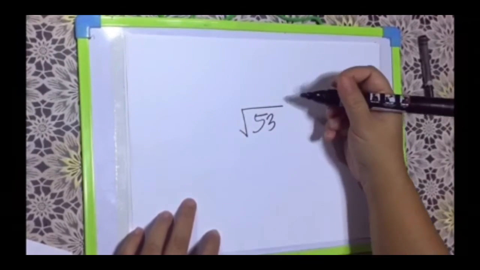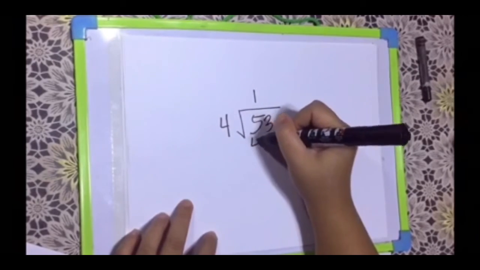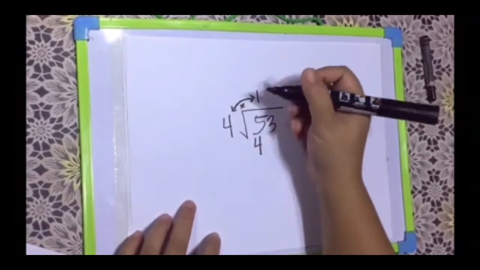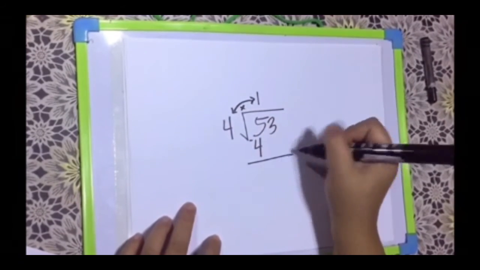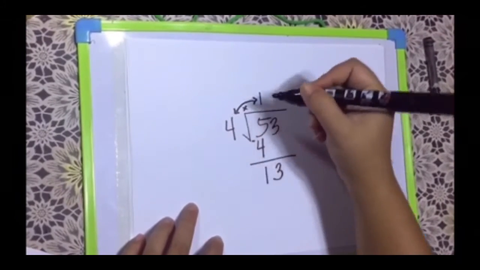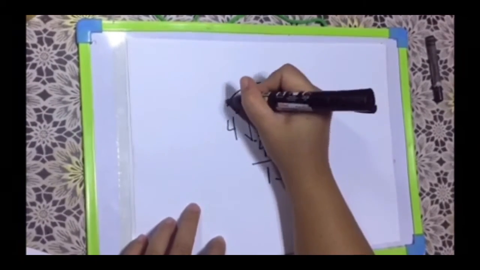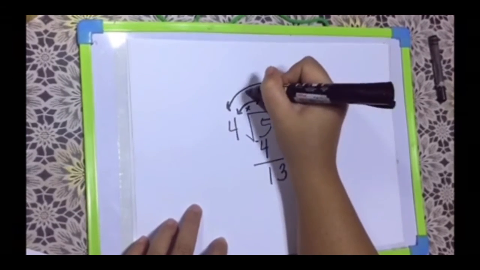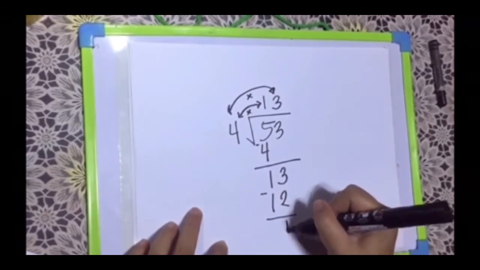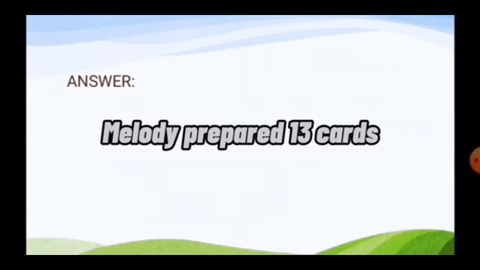5 divided by 4 is 1. 1 times 4 is 4. Minus 5 is 1. Bring down 3. 13 divided by 4 is 3. And 3 times 4 is 12. Minus 13, it has a remainder of 1. Therefore, Melody prepared 13 cards.